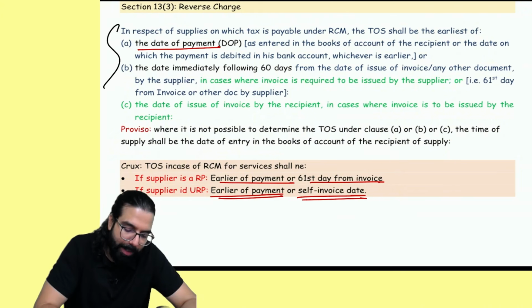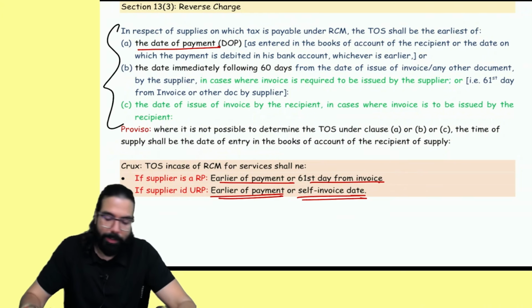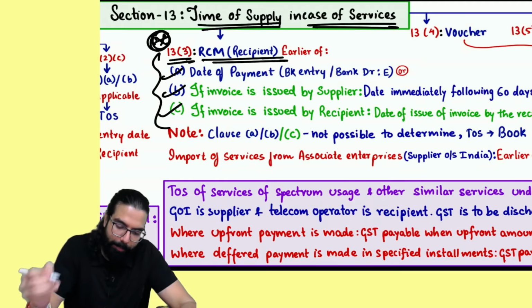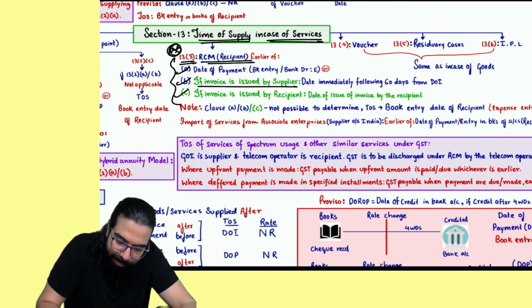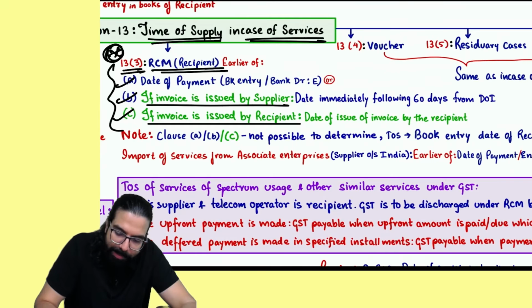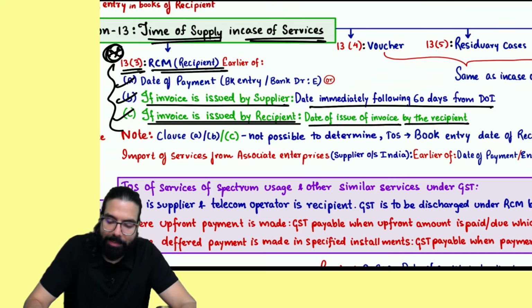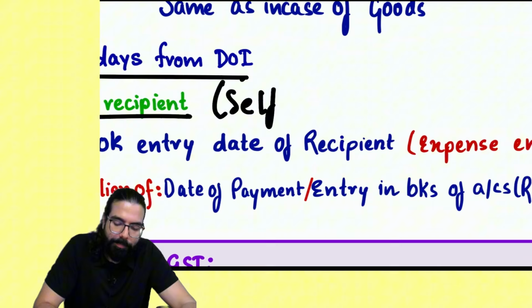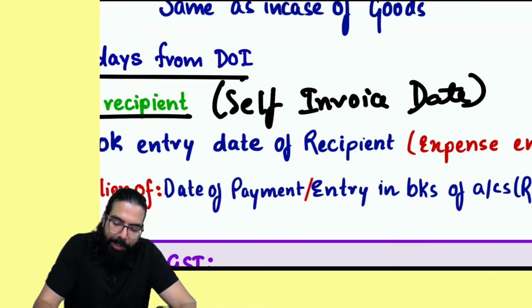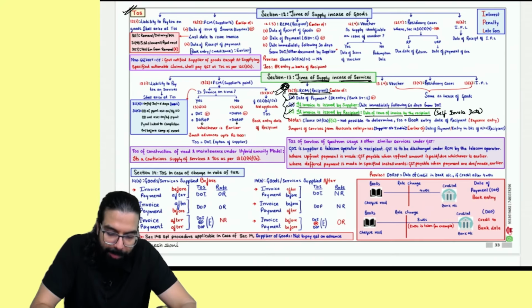Very, very important from the exam point of view. Please be very careful. Done, sir. This point is clear. If the supply is registered and the invoice is issued by the supplier, then the 61st day. Or if the recipient is issuing the invoice, the date of issue of the invoice by the recipient, that is the self-invoice date. Done, sir. This point is clear.